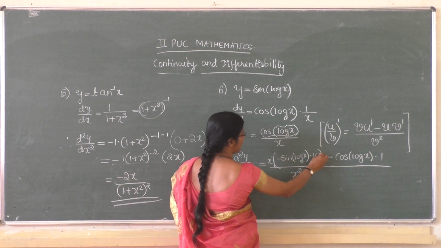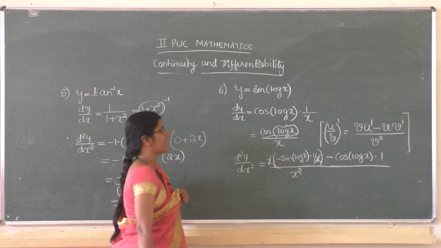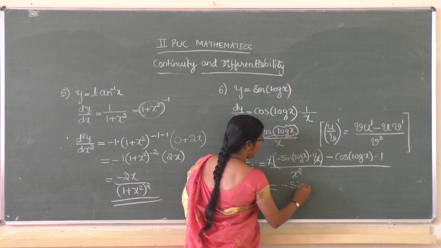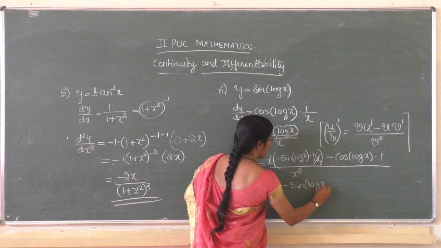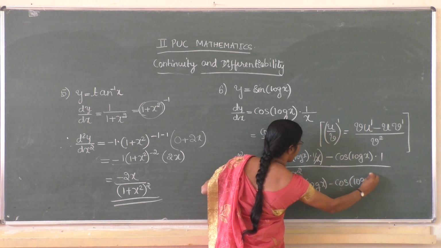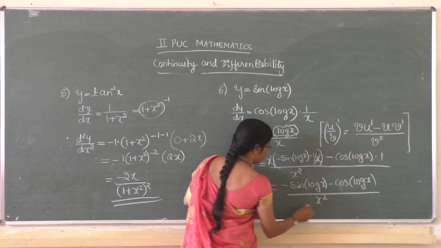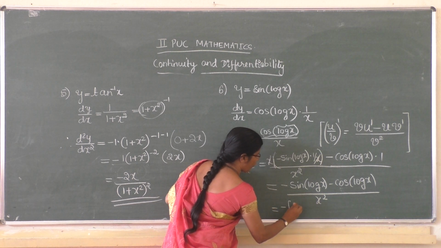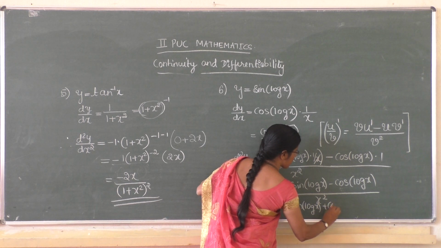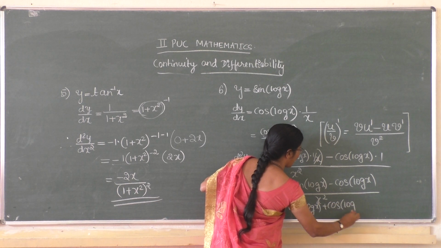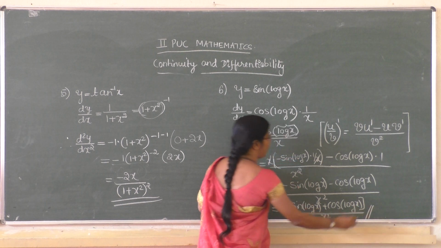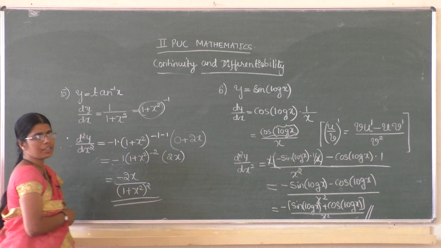So here what we have, this x and this x cancel. Okay, so we have minus sin log x minus cos log x divided by x square. So we can write here minus of sin log x plus cos log x divided by x square. So this is the second order derivative of this particular function.